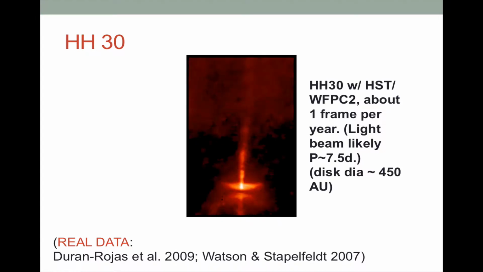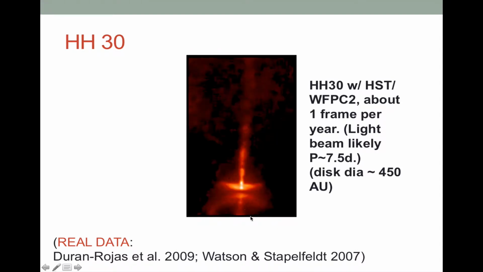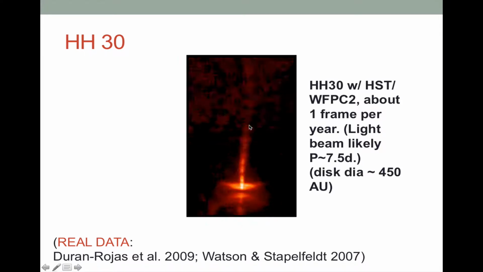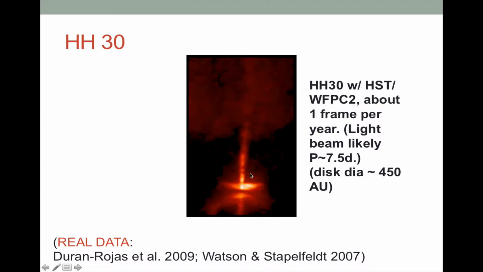This is real data. This is a jet called HH30, and you can see here, this is HST data, that it's got a nearly edge-on disk that flares, and it's got a jet. So you can see stuff moving out through the jet with time. These frames are about 1 frame per year.